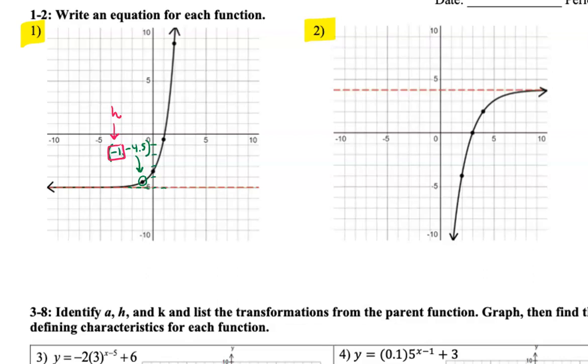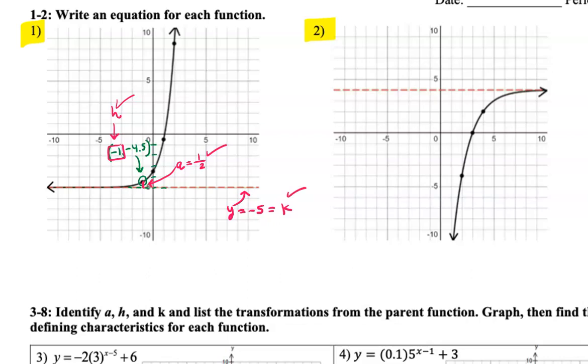I use the distance between that point and my asymptote as a. So it looks like a is 1/2, based off that point and how far away it is from the asymptote. And then the asymptote itself is what I use for my k value. So once again, I use the x coordinate of the point closest to the asymptote as h, the distance from that point to the asymptote as a, and the value of the asymptote as k.